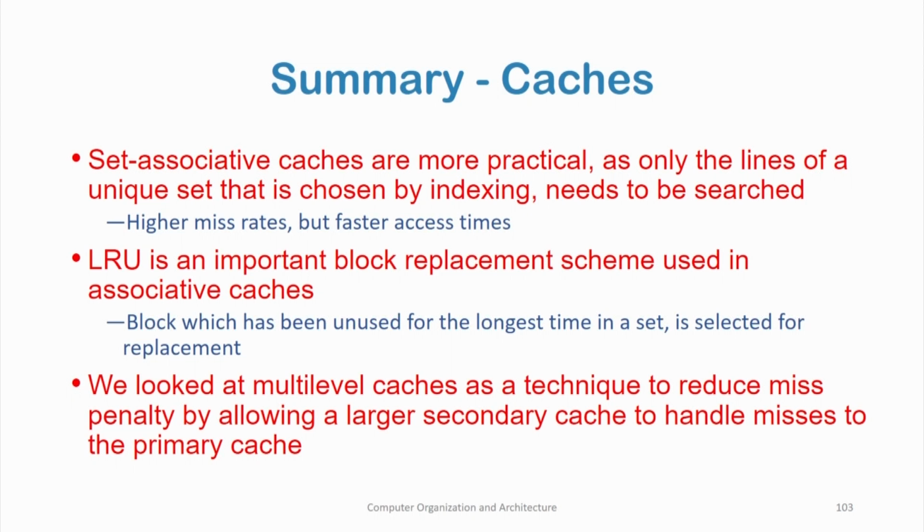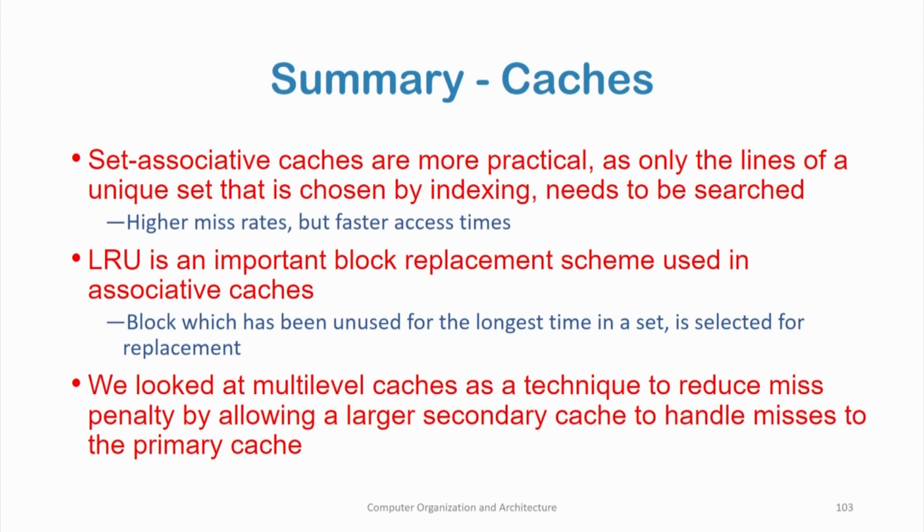So, if a line in cache has to be replaced, that means the block that is currently residing in a set has to be replaced, and which block I should choose for replacement is the question. So, the block which has been unused for the largest time in a set is selected for replacement in an LRU replacement policy. Then we looked at multi-level caches as a technique to reduce miss penalty by allowing a larger secondary cache to handle misses to the primary cache.